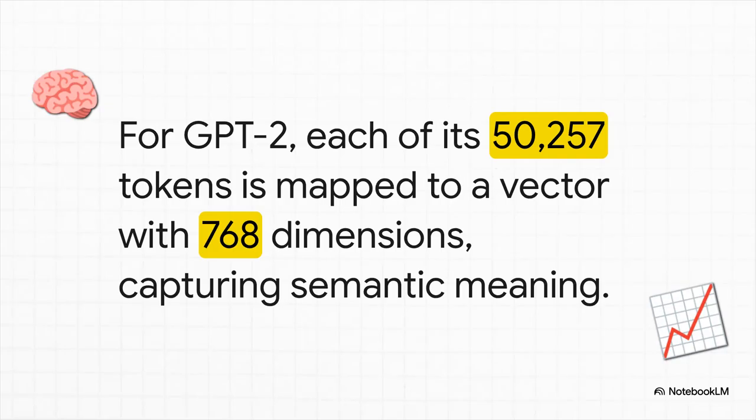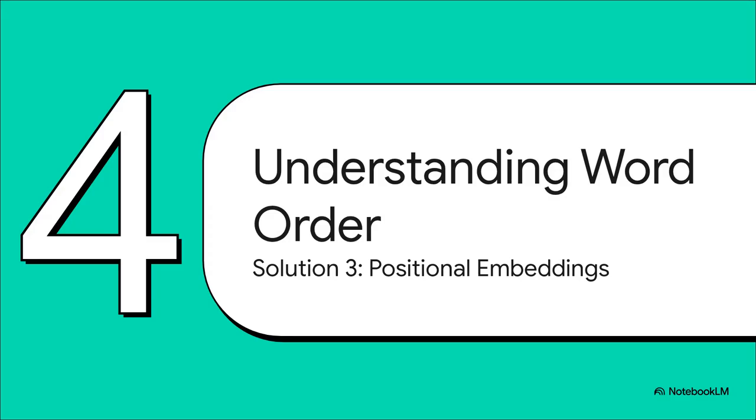And to give you an idea of the scale we're talking about, for GPT-2, each of its 50,000-ish tokens was mapped to a vector with 768 dimensions. That's a list of 768 numbers. These vectors are what allow the model to understand relationships. They create this kind of meaning space where you can do math with words. The classic example is king minus man plus woman, and the resulting vector is incredibly close to the vector for queen. It's wild.